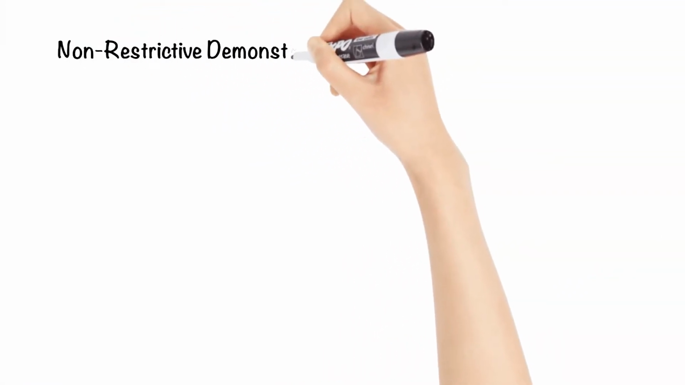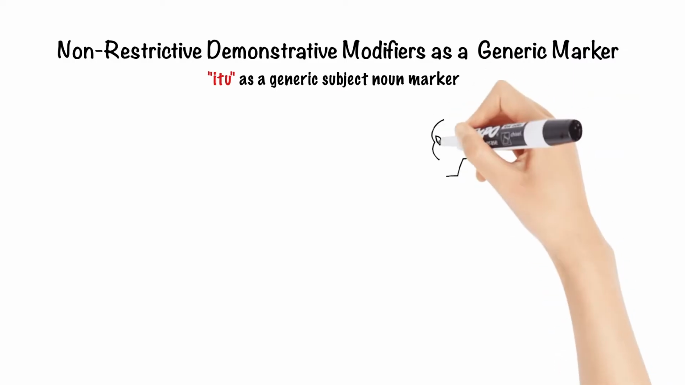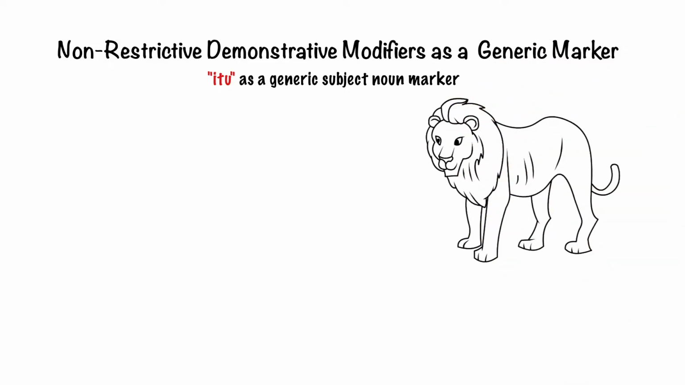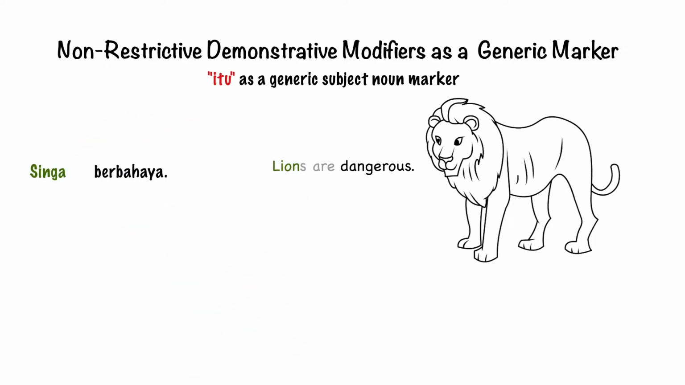The last part I want to share in this section is that the demonstrative adjective itu, not ini, can also be used to mark a generic subject noun. For example, if you want to say about lions in general, for example, lions are dangerous. In Indonesian, we can say singa berbahaya.